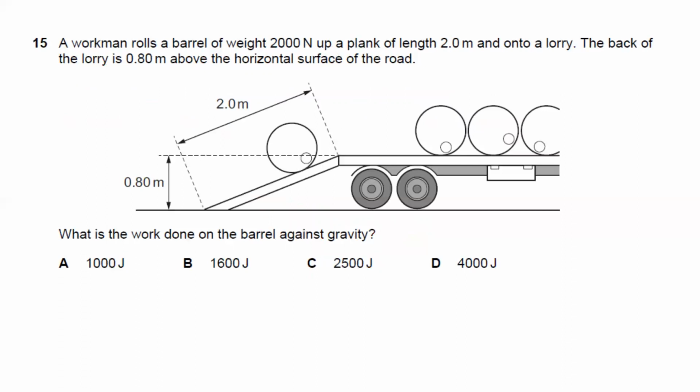Next part. It says a workman rolls a barrel of 2000 newtons up a plank of length 2 meters onto a lorry. The back of the lorry is 0.8 meters above the horizontal surface of the road. What is the work done on the barrel against gravity? Work done against gravity will be the gain in potential energy. Whatever energy has been transferred while rolling the barrel to this point is converted into potential energy. So gain in potential energy will be mgh. mg is the weight of the barrel multiplied by the height. So weight is 2000 newtons multiplied by height 0.8. So this will be equal to 1600 joules. So the best answer is B.